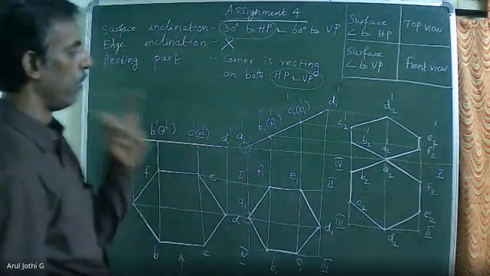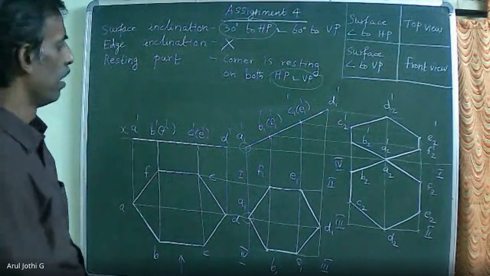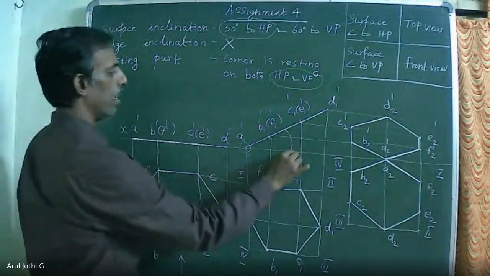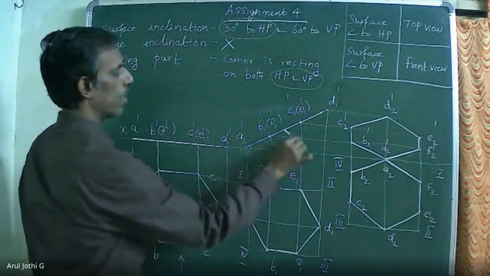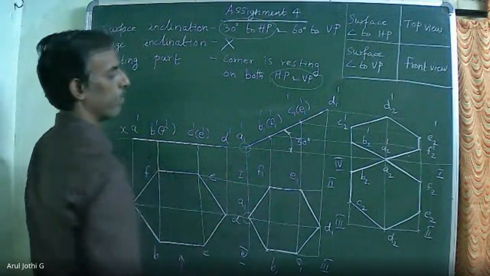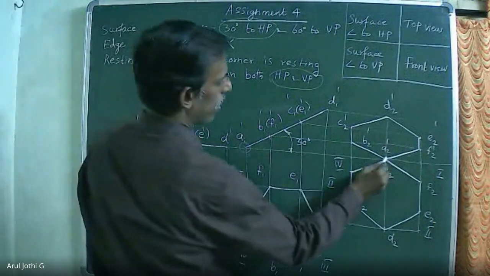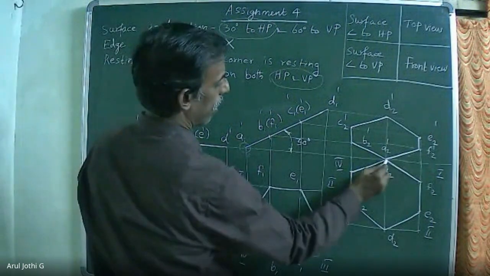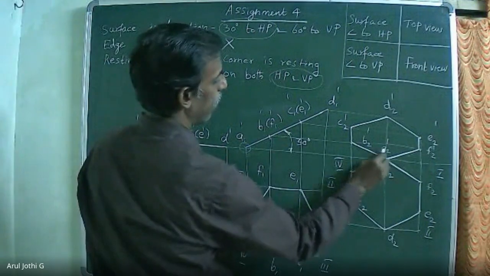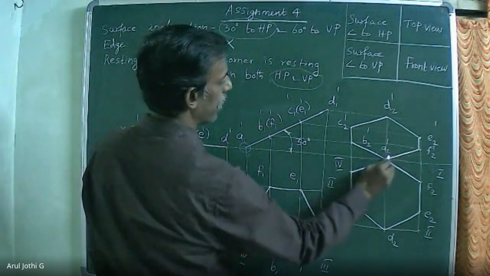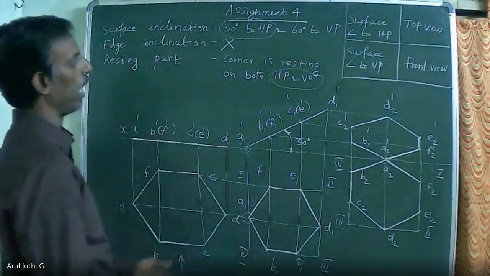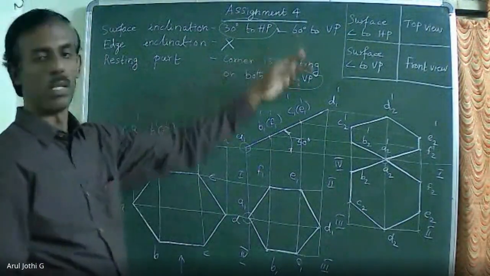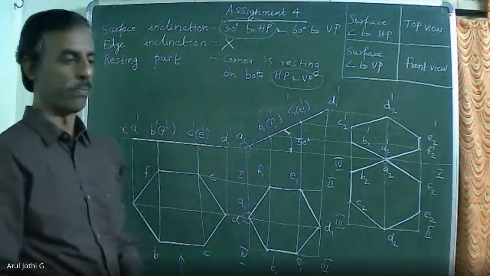Okay. Now the final diagram. The plane is inclined 30 degree to HP. The one corner is the same corner. Corner A lies on VP. In the front view, the same corner A2 dash lies on HP. Now what about the angle 60 degree with the VP? That we cannot show in the diagram.